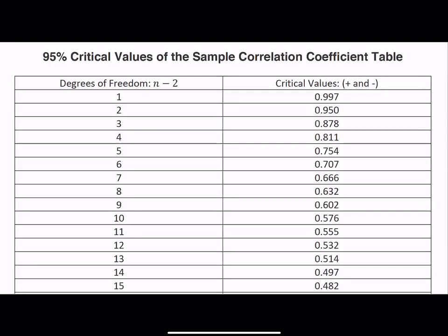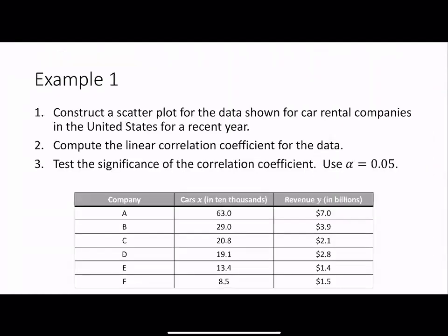Trying to click here. There we go. There's your table. You're going to use degrees of freedom. Degrees of freedom is always your sample size minus 2. So my sample size is 3, and my degrees of freedom is 1. If my sample size was 12, then my degrees of freedom is 10, because 12 minus 2 is 10. Your critical values there on the right side, that's the positive and negative that I was talking about. Okay, and we'll do a problem where we will use this so you can see more of how to use this. So here's example 1.